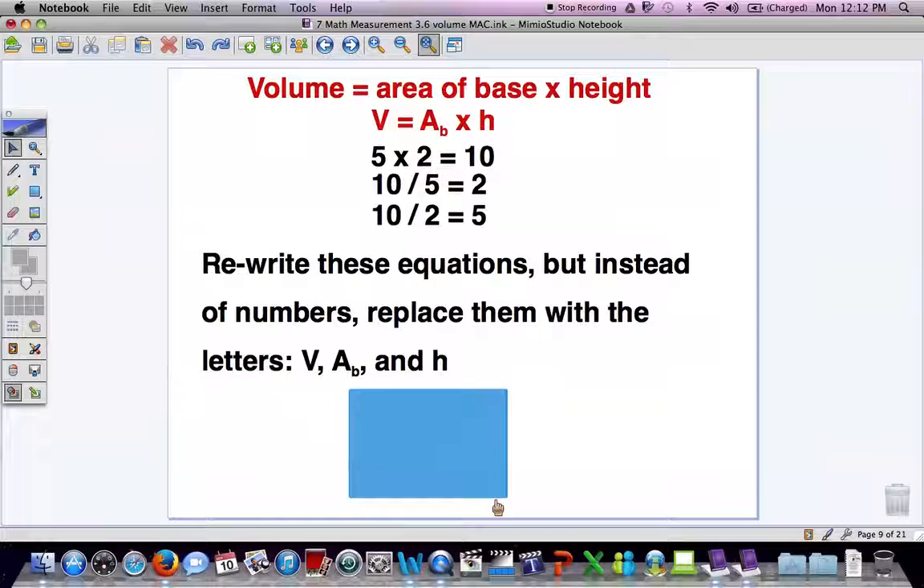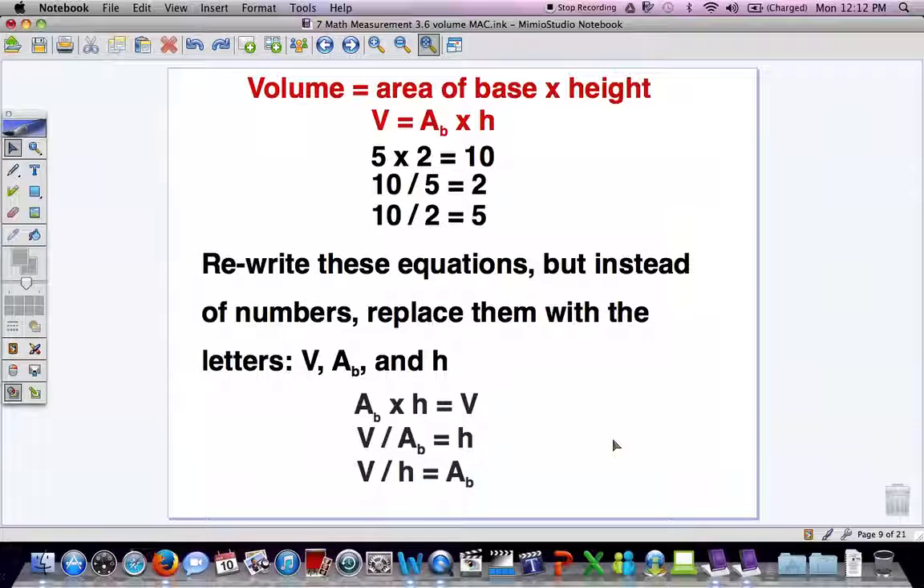So take a look at this. Write these three down, it's really important. Volume, as we know, the formula is area of the base times the height. What if I wanted to find the height, and I was only given the volume and the area of the base? Well, in this case, we do the volume divided by the area of the base. In the third case, where I'm looking for the area of the base, and I'm only given the volume and the height, I take the volume divided by the height.